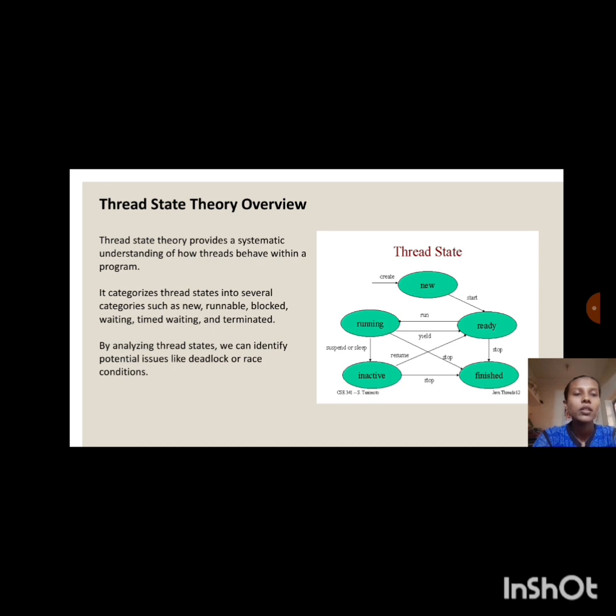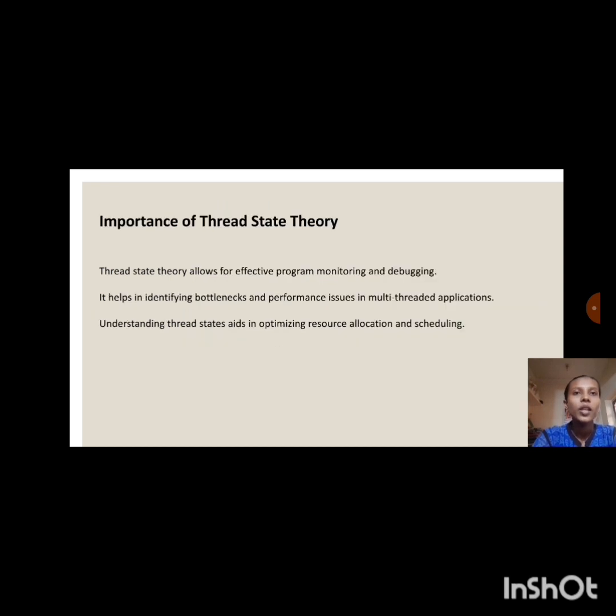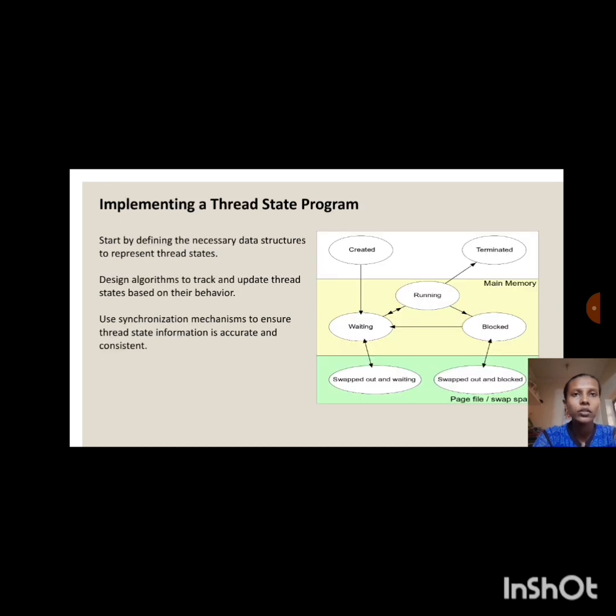Thread state chart. Importance of thread state theory. Thread state theory allows for efficient program monitoring and debugging. It helps in identifying bottlenecks and performance issues in multi-threaded applications. Understanding thread state aids in optimizing resource allocation and scheduling.